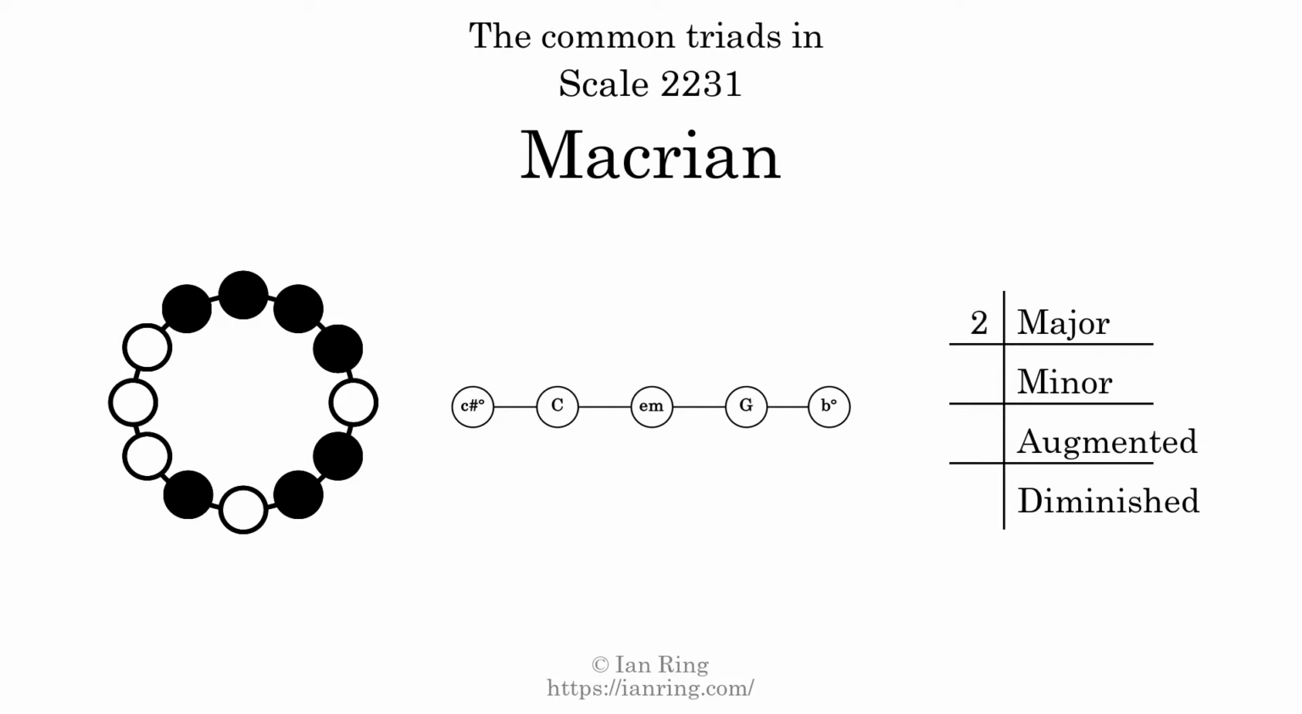There are 2 major triads. There is 1 minor triad. There are no augmented triads. There are 2 diminished triads. Here is a Hamiltonian path of parsimonious voice leading that uses all the triads.